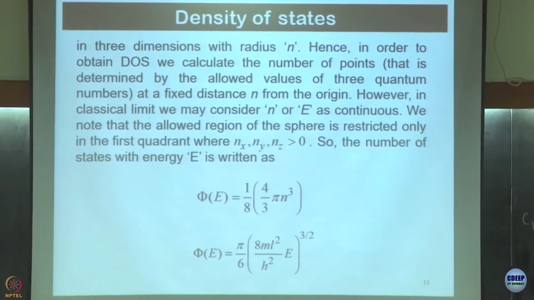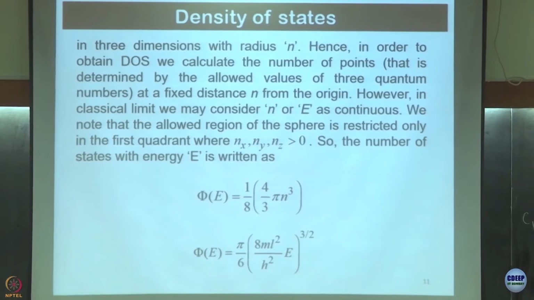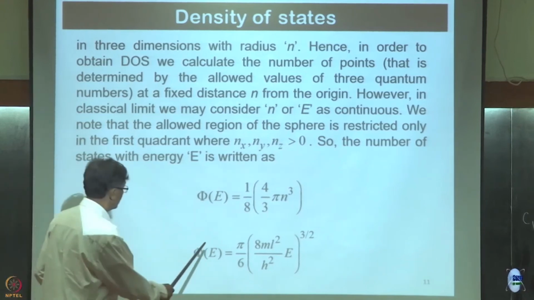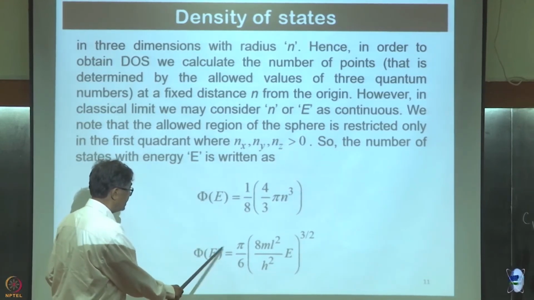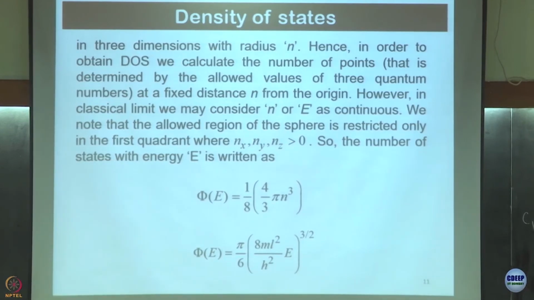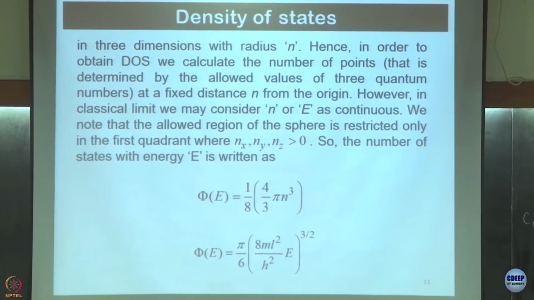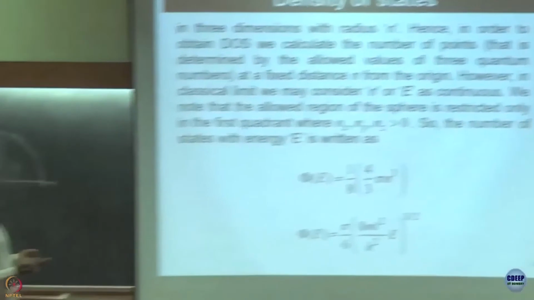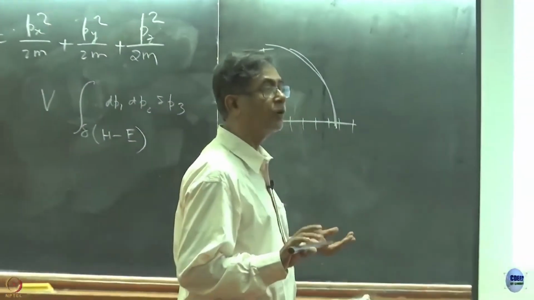This is the capital omega, the total number of states. Capital omega, which depends on E, and depends on V. Of course, because n can be 1 to infinity. Particle in a box, remember the quantum numbers from 1 to infinity. You remember that or you have forgotten?